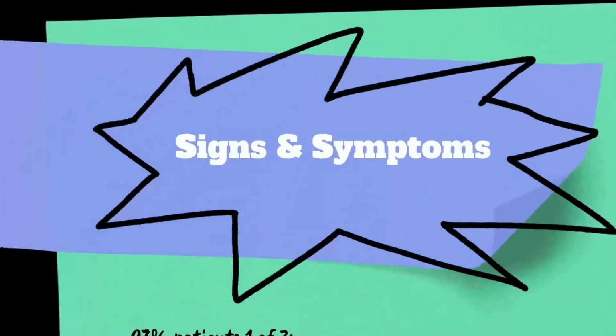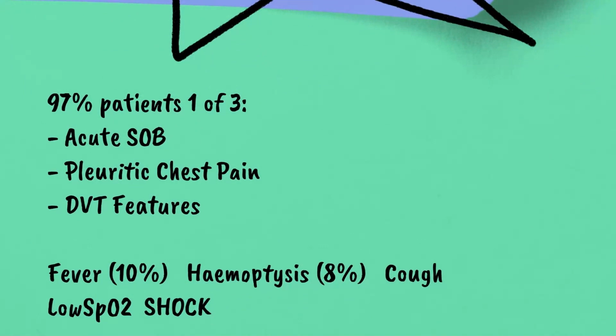So let's have a look at signs and symptoms. PEs can often present atypically, but we know that 97% of patients with a PE will have one of the three following symptoms: acute onset of shortness of breath, pleuritic chest pain, and features of a DVT. It's also important to be aware of the atypical presentations associated with pulmonary emboli. We know also other symptoms can include things such as low oxygen saturations, risk factors for underlying PE, such as a patient who's been immobile, recent operations or previous PEs in the past, cough, hemoptysis and fever. And interestingly, 10% of patients with a PE will have a fever.